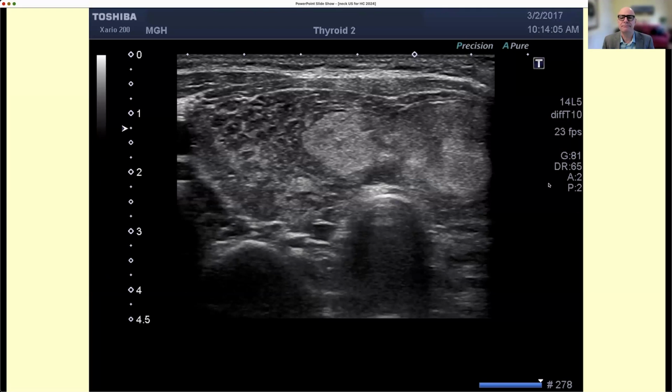Any taker on this one? Here's the nodule.